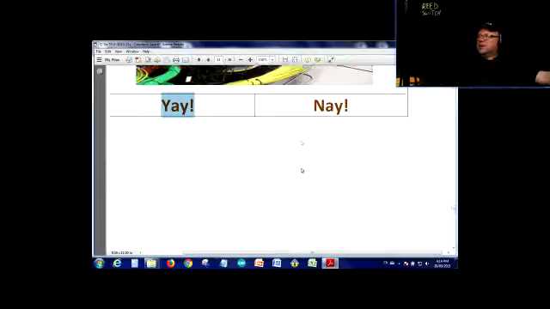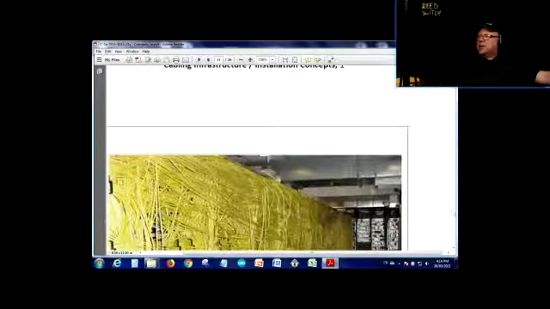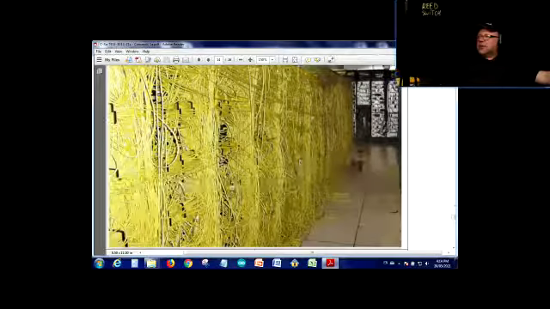Right? Now let's see the next one here. Is this yay or nay? Believe it or not, I have seen things like that. This is a LAN room that is really terrible. Try to troubleshoot something like that.